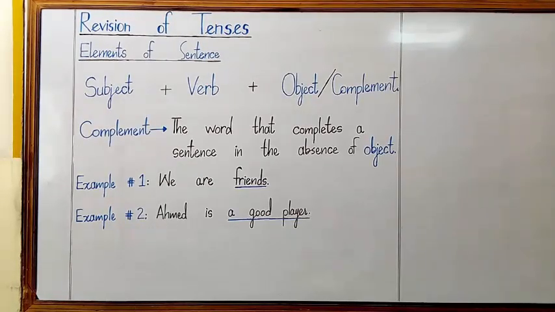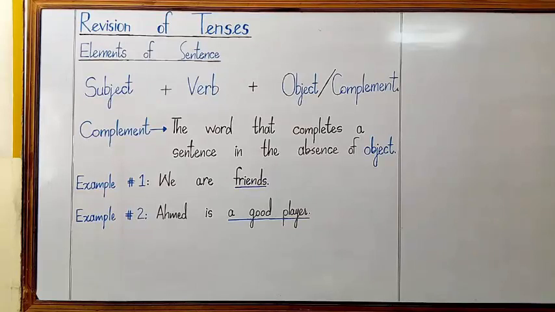The last element of sentence is complement. Complement means the word that completes a sentence in the absence of object. If there is no object in the sentence, then there will be complement to complete the sentence. I have exemplified you 2 sentences on the board. Example number 1. We are friends. The word friends is complement here. Why? Because there is no object in this sentence. So there was no object. Object was going somewhere. So he asked complement to come at his place. So the word friends is complement in this sentence because there is no object.